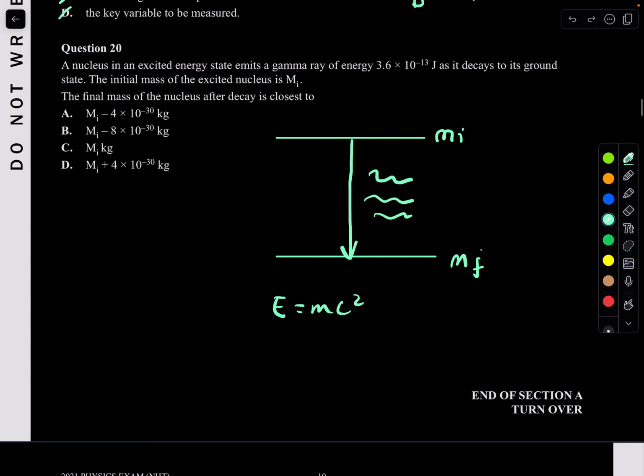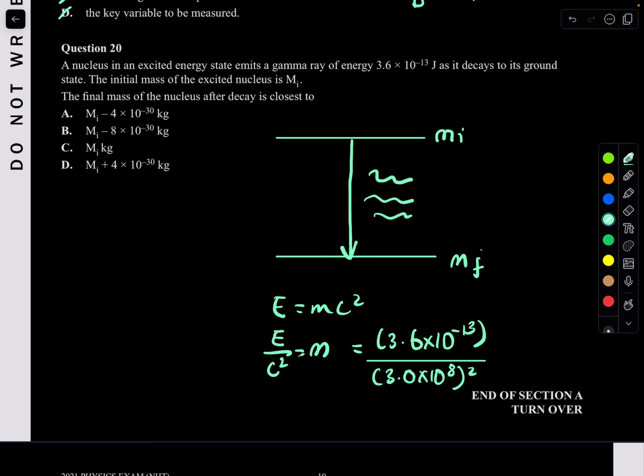So E divided by c squared is equal to your mass. Your energy is 3.6 times 10 to the negative 13, all divided by c squared, which is the speed of light, 3.0 times 10 to the power of 8, squared. That gives 4 times 10 to the power of negative 30 kilograms.